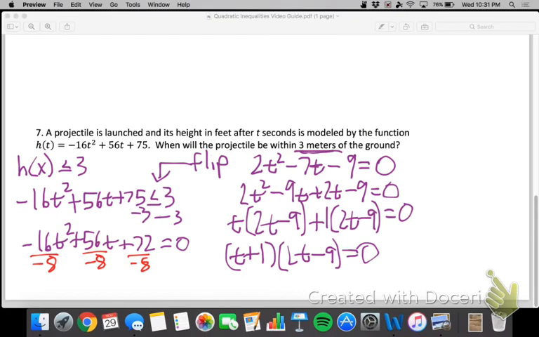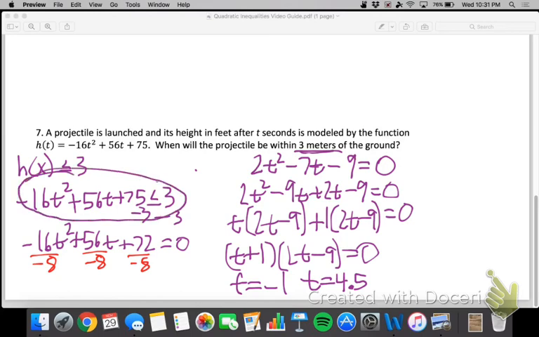So t is negative 1, or t is 4.5. So I said flip here, but since we actually didn't solve it as an inequality, let's go back to our original. So our original one was here, right? So the negative one, we can't have negative times. We already know that's no good.